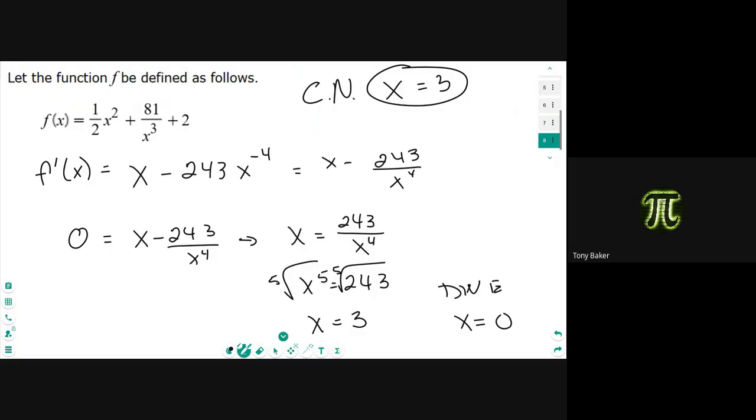X equals 0 doesn't work because you have b divided by 0. That would just mean that it's not in the domain of the equation. Correct. That means it's not in the domain of my original function. So since it's not in the domain of my original function, it can't be a minimum, a local minimum, or a local maximum because it doesn't exist.